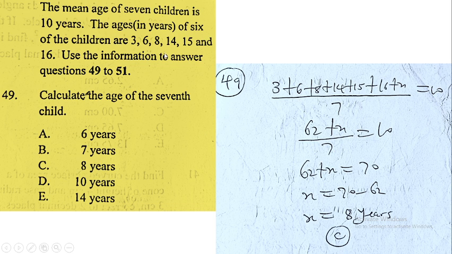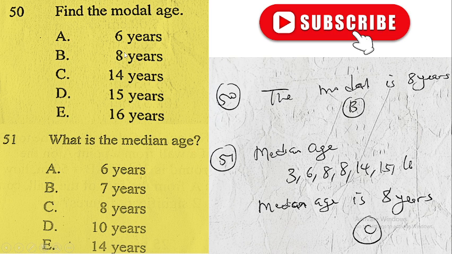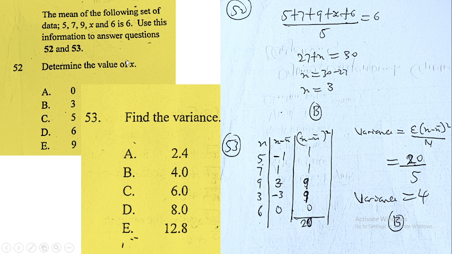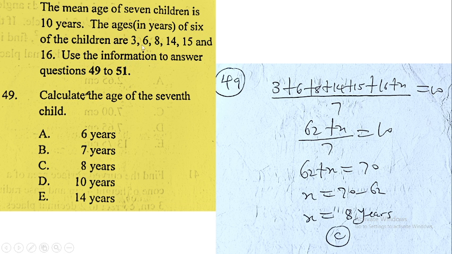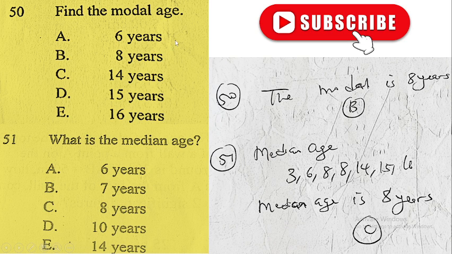We also use this information to solve questions 49 to 51. Let's see question number 50. Question number 50 says that we have to find the modal age. How do you get that? Modal age, that's the mode. Of course, we already know the age of the seventh child, which is 8, as you have seen here. So now we have to find the modal age, which is the age with the most occurrences. Age 8 appears here, and the last child here is also 8 years. So that means the modal age is 8 years, and option B is the correct option.